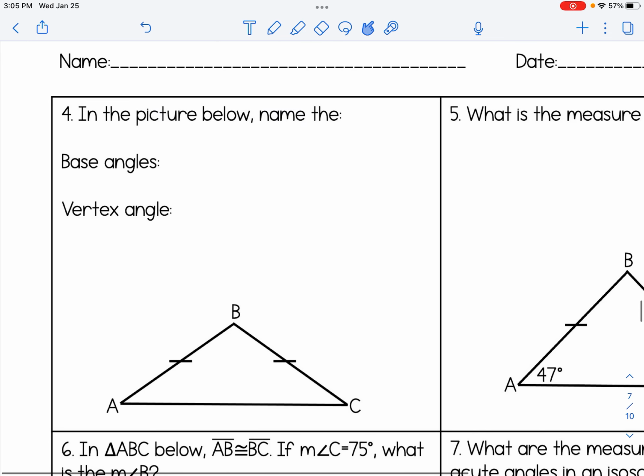All right, moving on. Number 4, in the picture below, name the base angles, just practicing the vocab here. So the base angles would be angle A and angle C, whereas the vertex angle would be angle B.